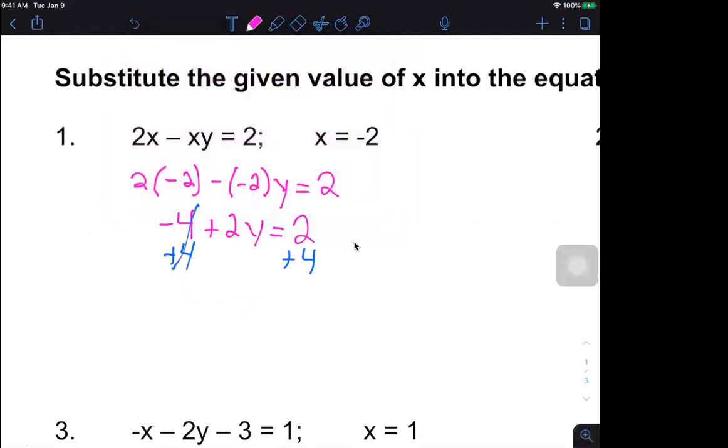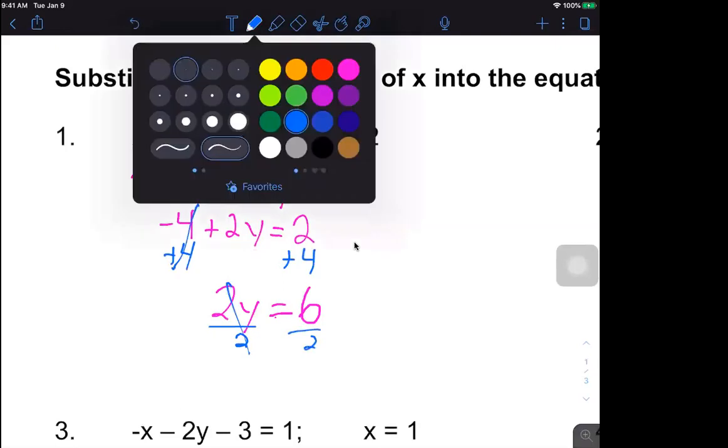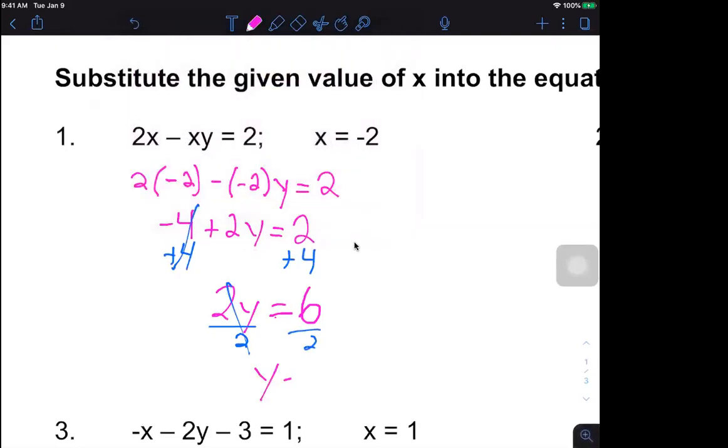And for our test, you have to be very, very comfortable with solving these 2-step equations. 4 plus 2, what do we get? 6. Good. What's our last step? Divide by 2. Good. Divide by 2. And then finish this off. What's our answer? Y equals 3. Perfect.